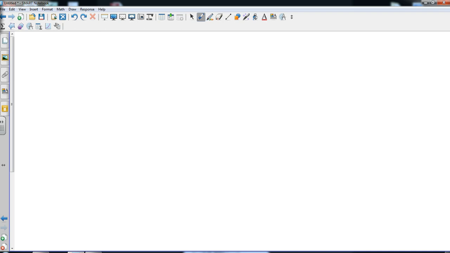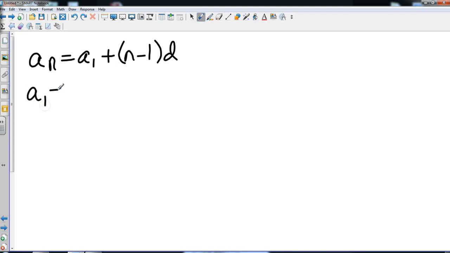Okay, nth term for number 2 and 3. The equation is on there. So to find the nth term, we take the first term plus n minus 1 times the difference. In question number 2, they tell us that our first term is what? Negative 4. And they tell us that our difference is what? Negative 2. So what do I do with that negative 4 and negative 2? Sub them in.